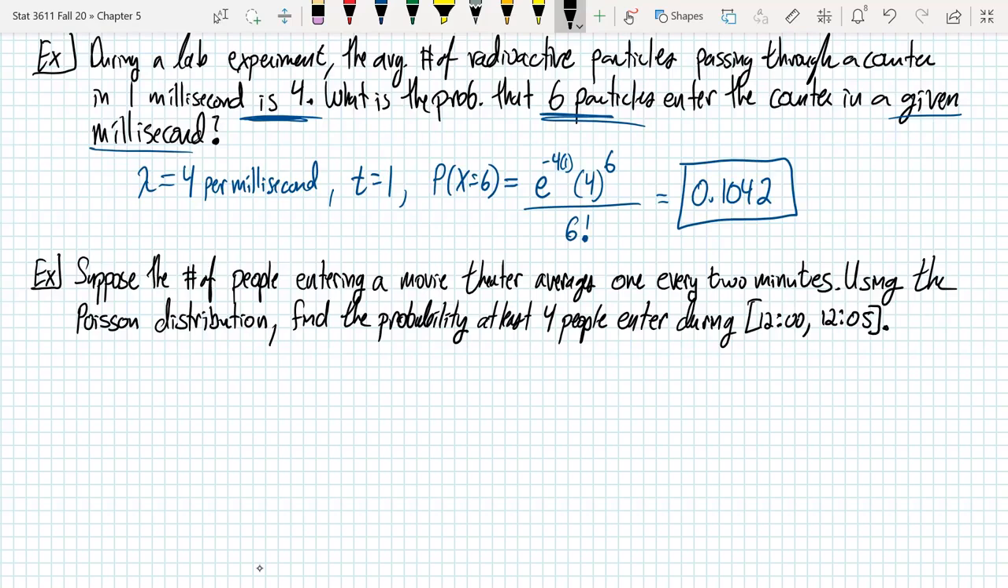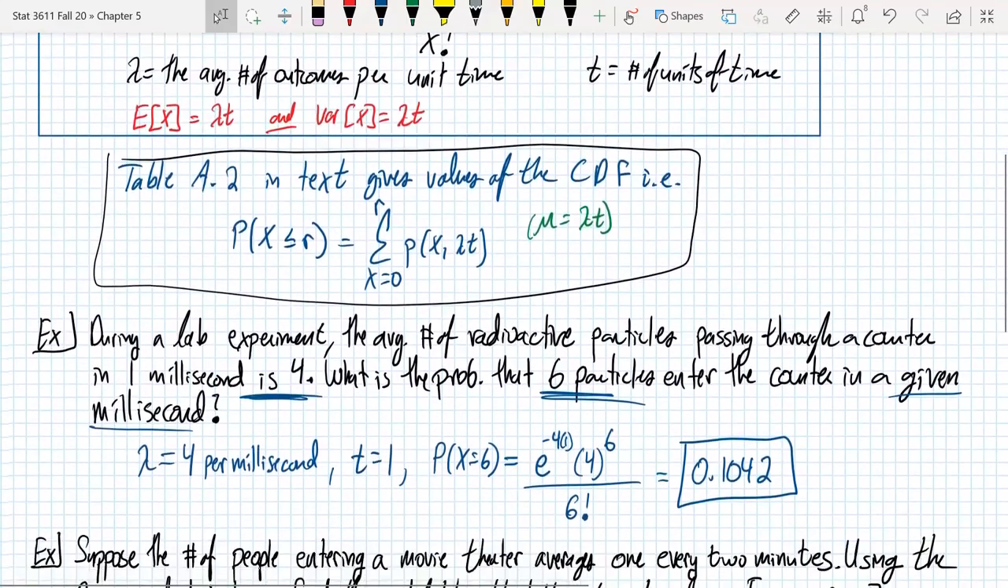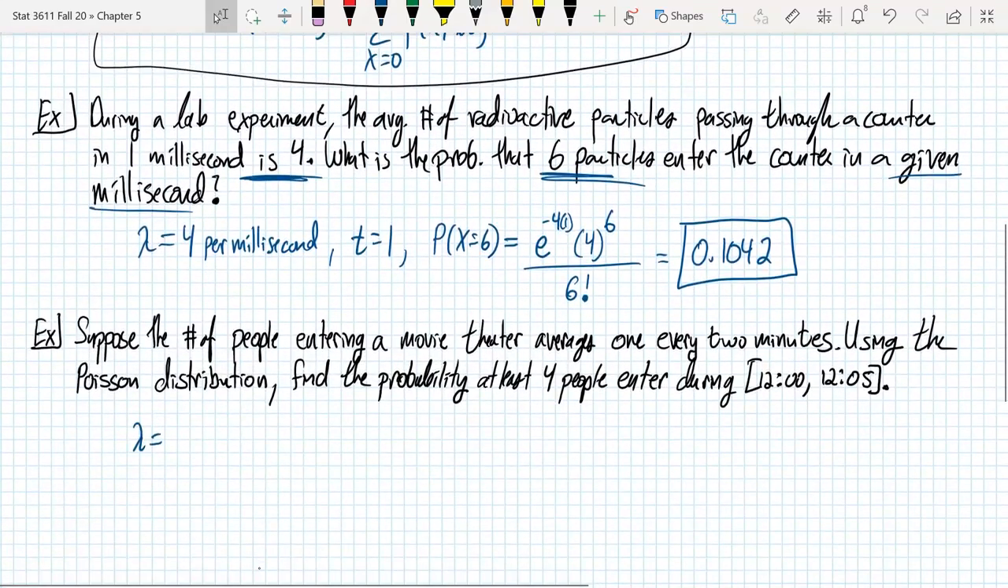All right, let's take a look at what we have here. Suppose the number of people entering a movie theater averages 1 every 2 minutes. Using the Poisson distribution, find the probability at least 4 people enter during 12 to 12:05. Okay, so what are the parameters that we have here? What is lambda? Lambda is the average number of outcomes, expected number of outcomes per unit time.